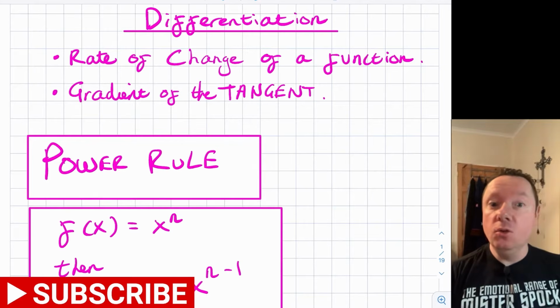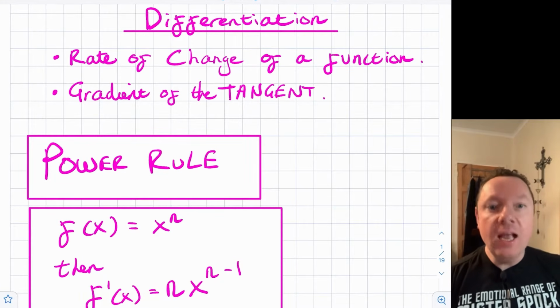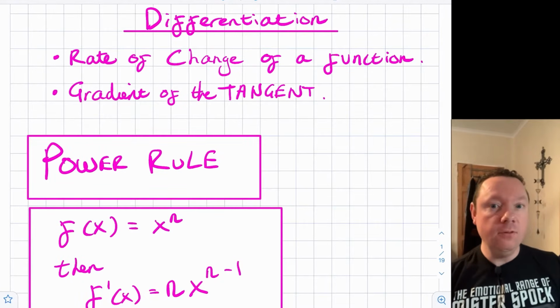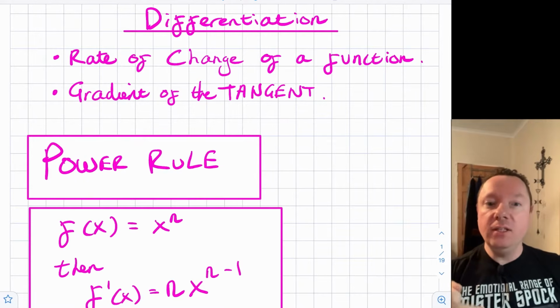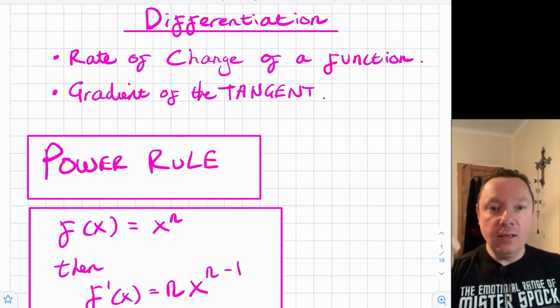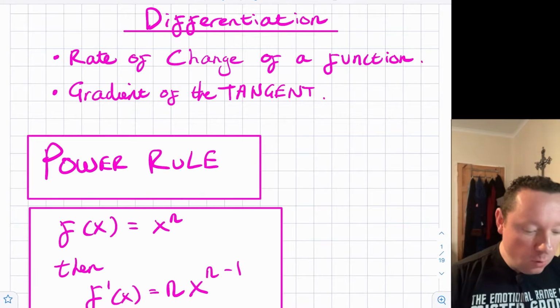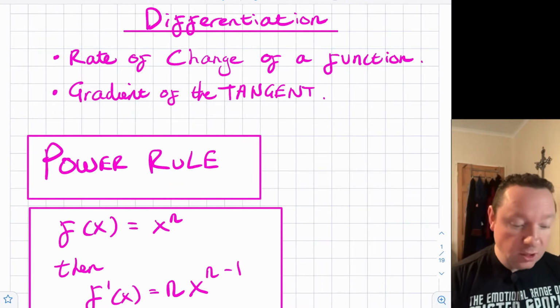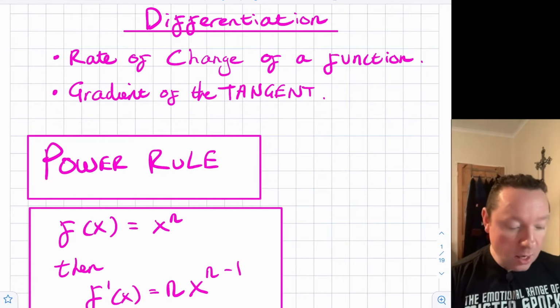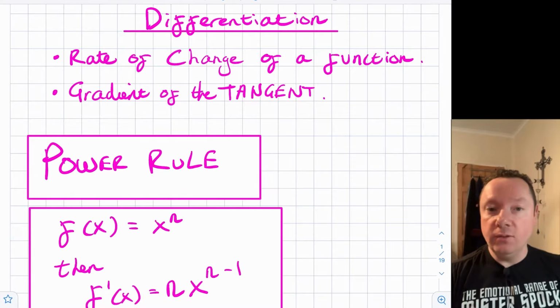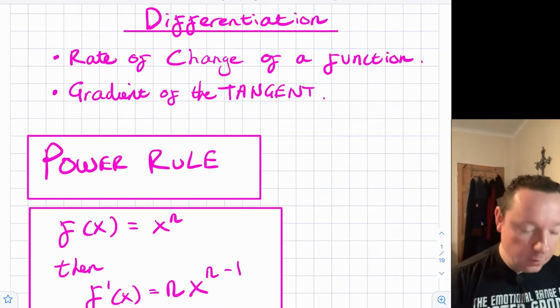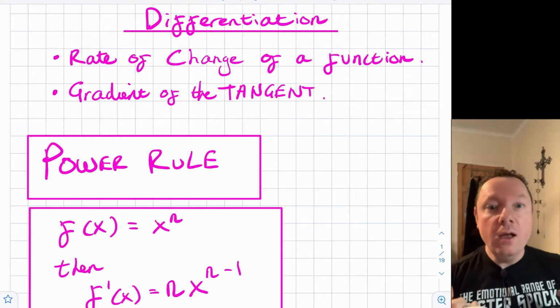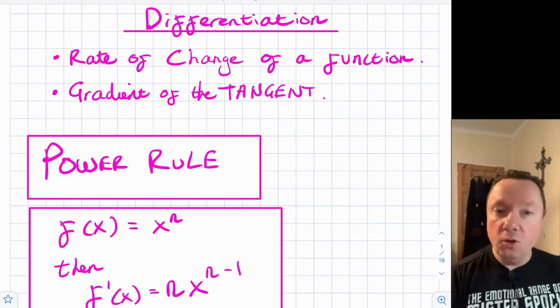If you want to know what differentiation is and where it comes from and how to differentiate from first principles, look at my previous video. Link is up above right now. But for now, we're going to look at what differentiation is in terms of how we actually do it. It's the rate of change of a function, or the gradient of the tangent. And usually that's when you've drawn a graph of a function, it's the gradient of the tangent at a specific point.